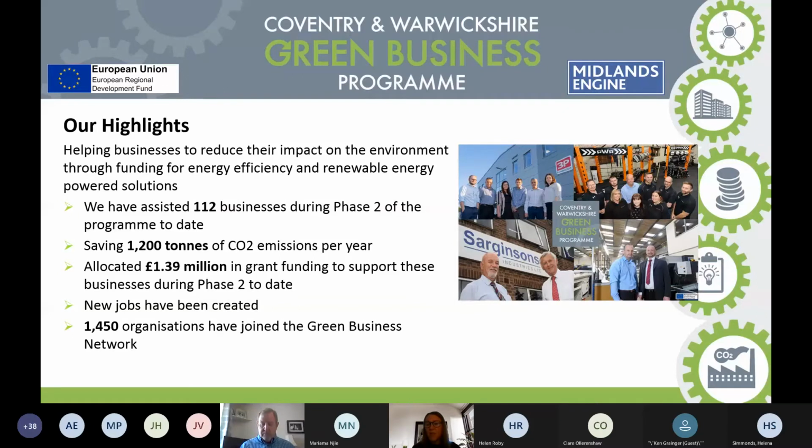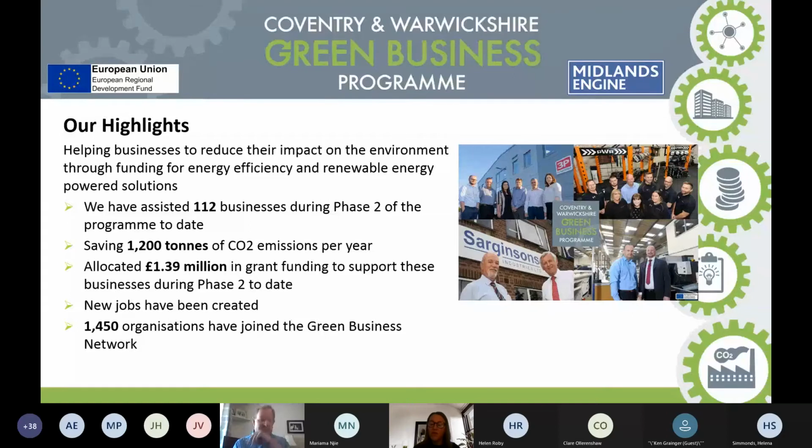We've given out 1.39 million in grant funding to date to support these businesses. With the grant funding, the business would invest 60% and we would provide 40% of the funding. So if the business was eligible, they'd be able to apply for funding such as renewable energy on their premises, better installation methods, energy efficient machinery, waste and recycling processes, how they can make those better, and maybe machinery for that. So those are the things that we're able to fund through the programme.